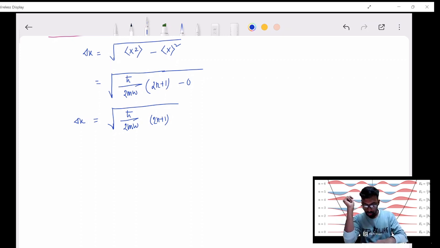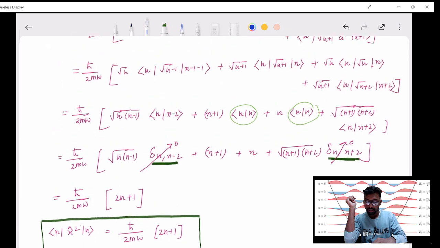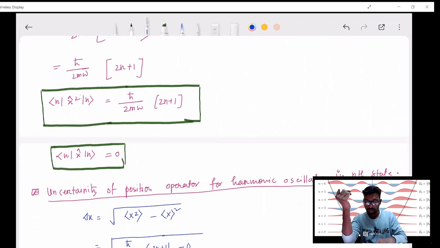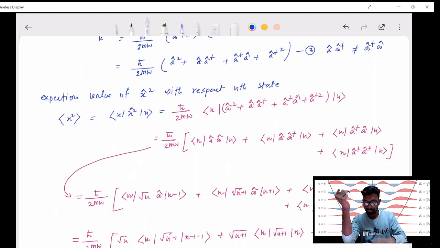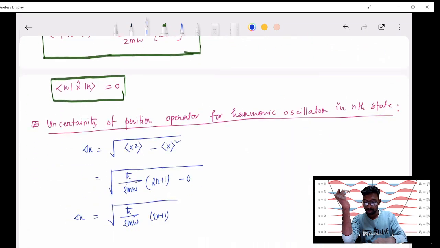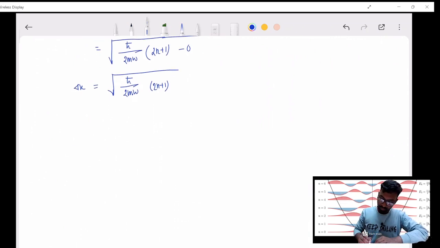Okay. We got a very beautiful result for the uncertainty of the position operator for harmonic oscillator in the nth state. In a similar way, we can calculate the expectation value of the square of the momentum operator. So this is your homework. For nth state, the expectation value of p squared is equal to m h cut omega by 2 times (2n plus 1). This is the result.